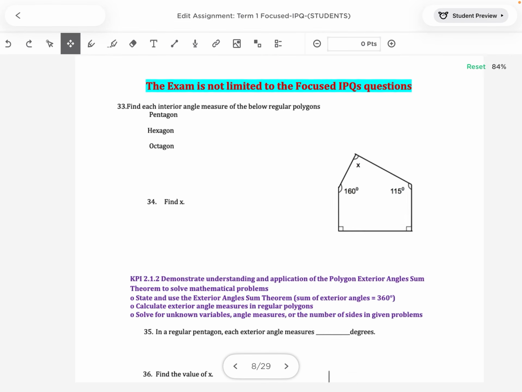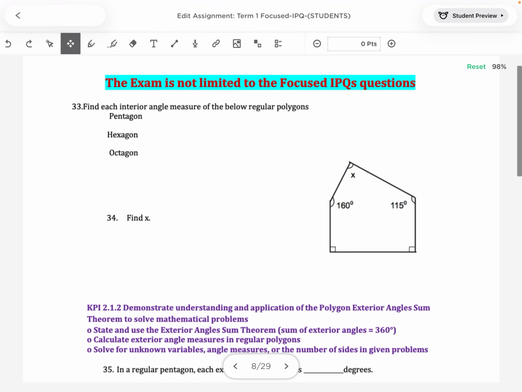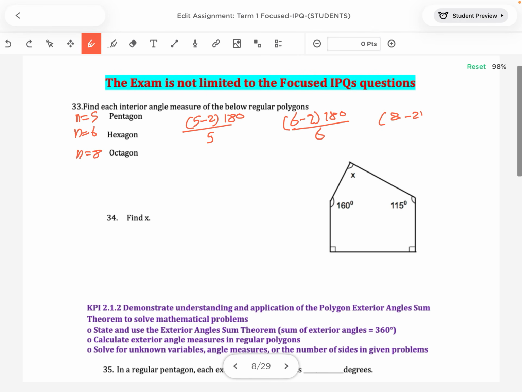The question here is to find each interior angle. Pentagon number of sides is 5, hexagon number of sides is 6, octagon number of sides is 8. So it will be 5 minus 2 times 180 over 5, 6 minus 2 times 180 over 6, or 8. And you have to calculate each one of these.